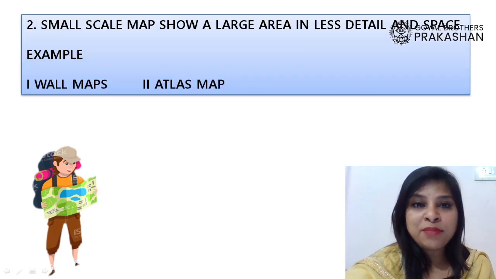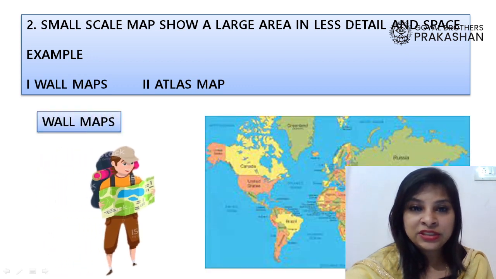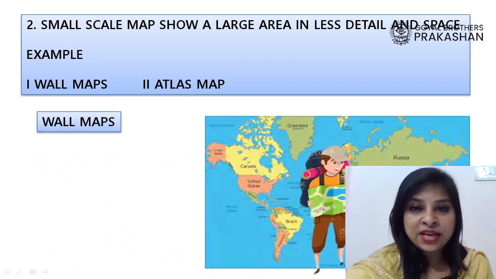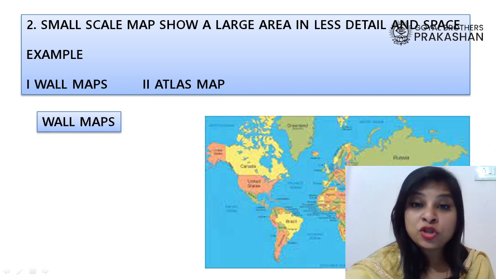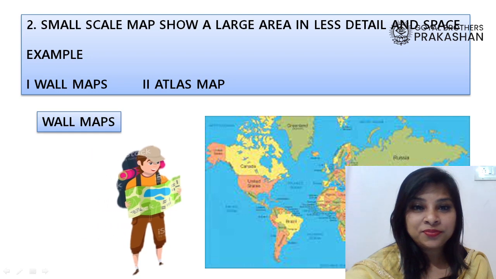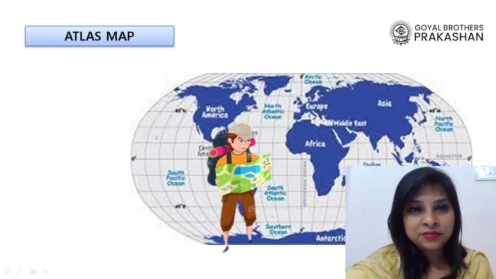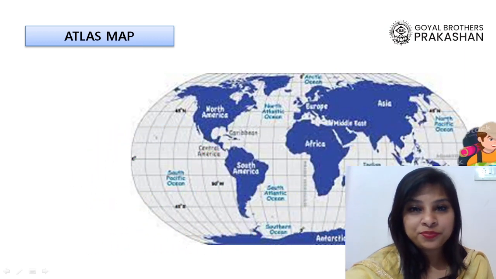Now, small scale maps show a large area in less detail and space. For example, wall maps or atlas map. See, this is a wall map. You must have seen it in your school, in your classroom, in your geography room. And this is your atlas map.